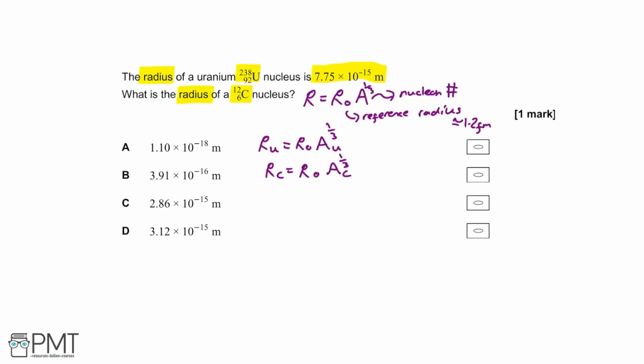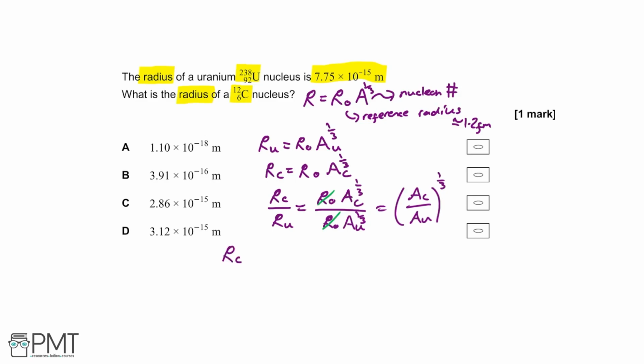However, since R0 appears in both equations, we can just divide one by the other. The cleanest way to do this is to do RC divided by RU, because that means that we can multiply by RU in a second to get the value of RC. So we do this division, with AC on the top and AU on the bottom. These two R0s cancel each other out, leaving AC divided by AU to the power of a third, where I've put these inside one set of brackets to make it easier to compute.